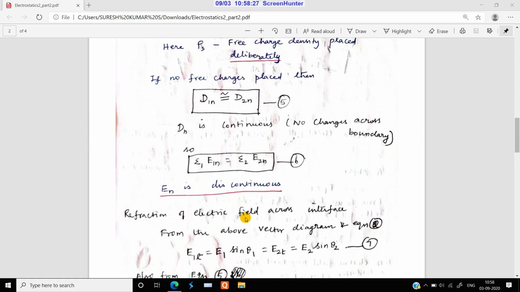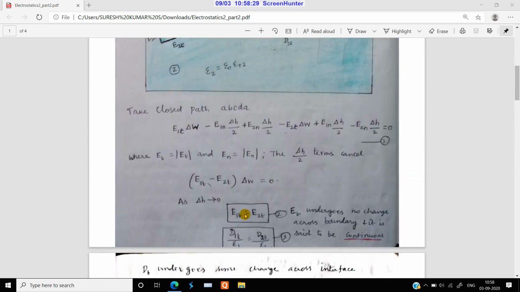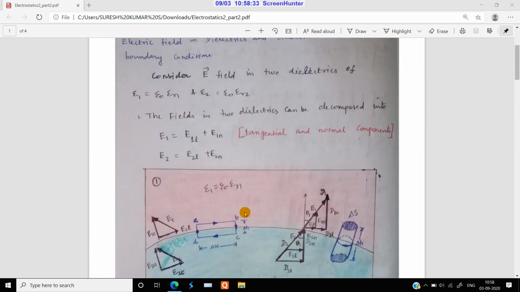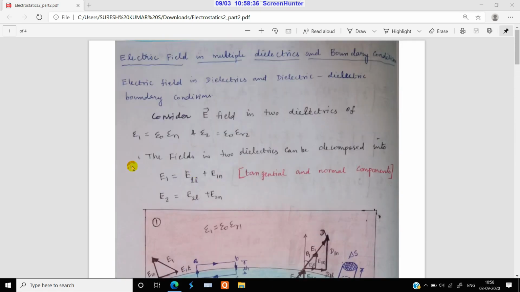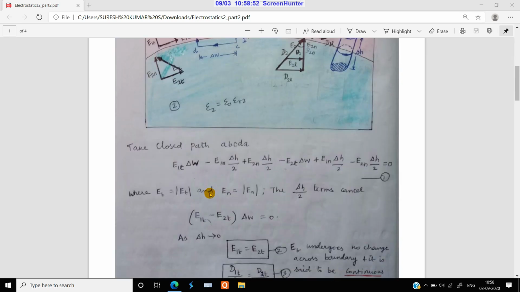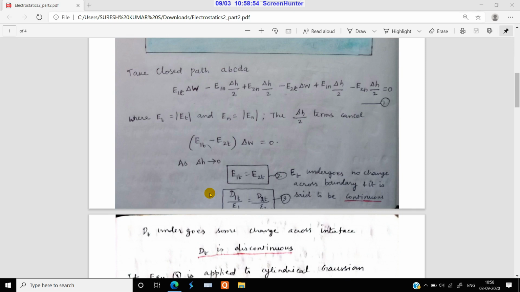From this particular derivation we are having three points in our mind. First thing is the electric field can travel from one particular dielectric medium to another dielectric medium. It will be having two components. One is tangential, another one is the normal component.